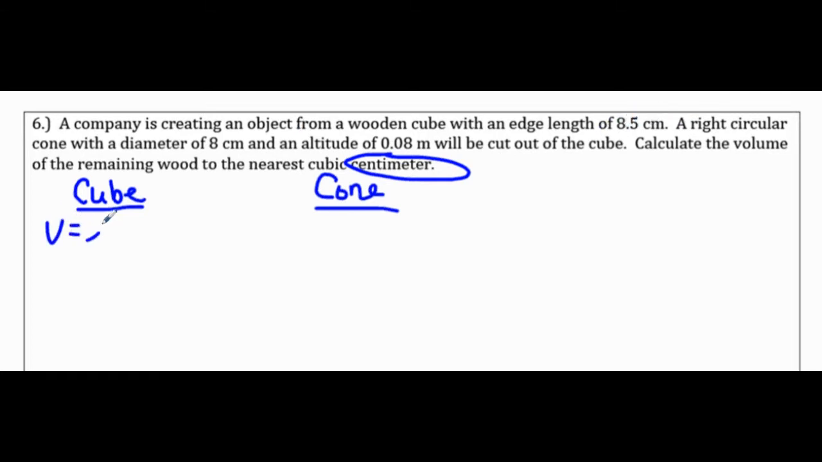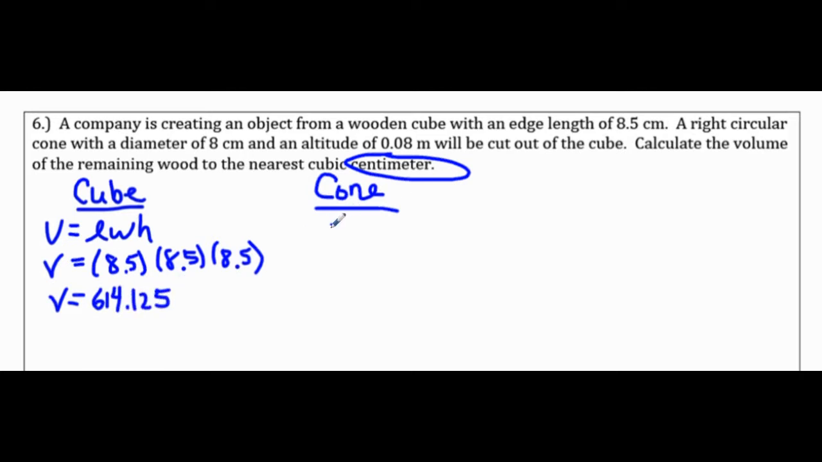The volume of a cube is length times width times height. And it says the edge length is 8.5. So remember, it's all the same when you have a cube. So 8.5 times 8.5 times 8.5. Okay, no rounding at all here. Let's see what we get. So you're raising it to the 3rd power if you want to shorten it in the calculator. You get 614.125.